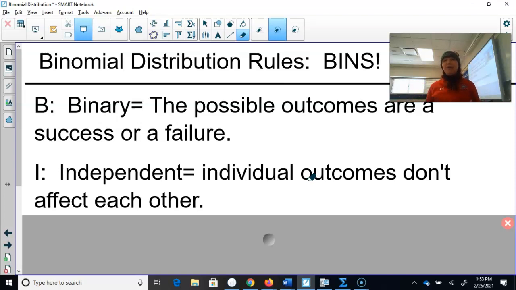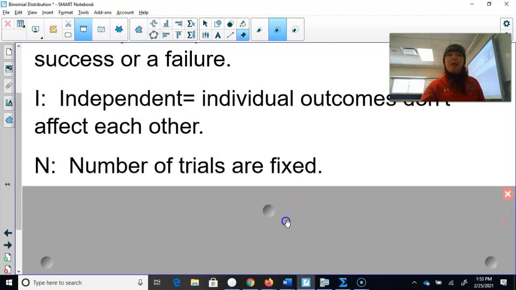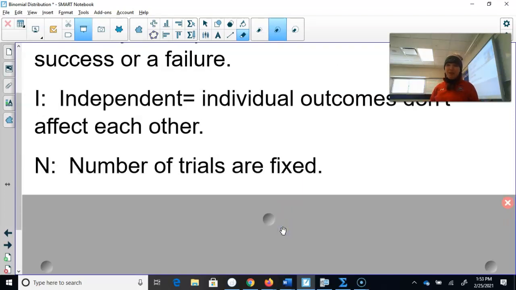N stands for the number of trials being fixed. So in the game, you're gonna shoot 10 free throws, or you're gonna flip a coin 10 times, or in Monopoly, you roll the dice twice, okay? There's a fixed number of trials for N.